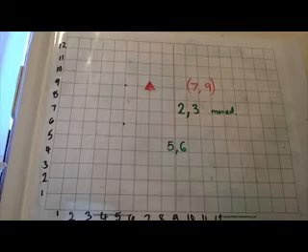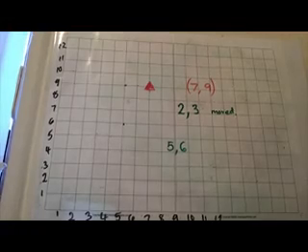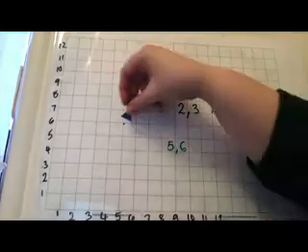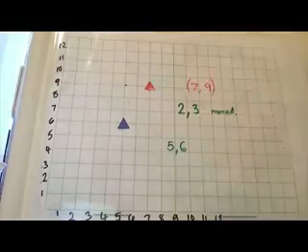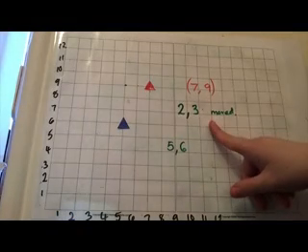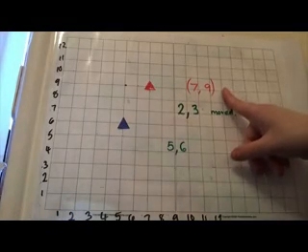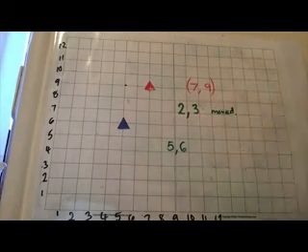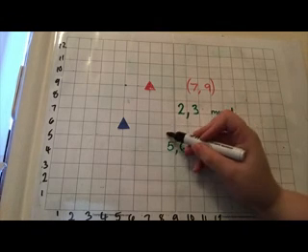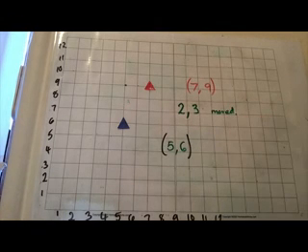So my triangle started there before it moved that distance to end up there. So its starting coordinates were 5, 6. Have a go.